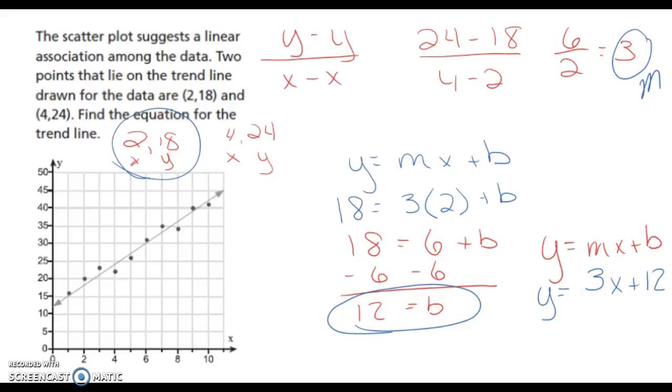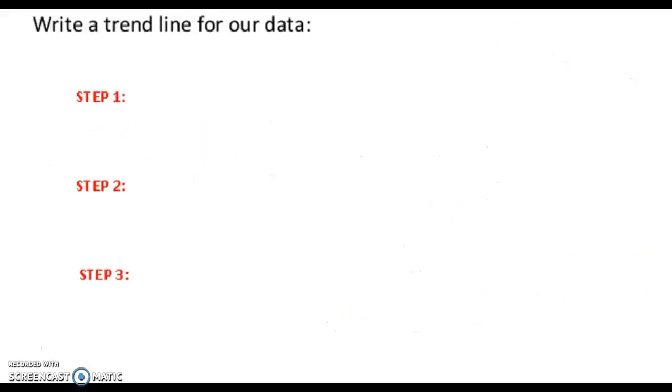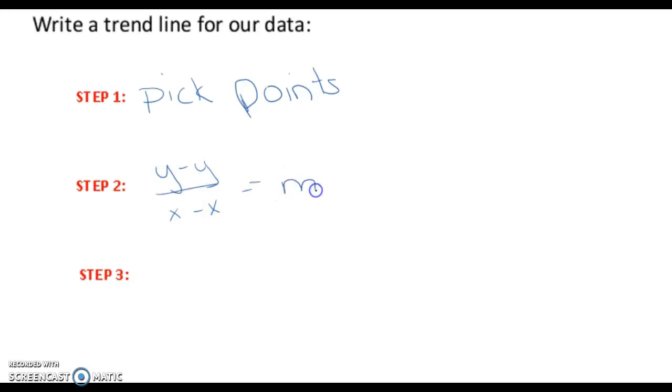Okay, so now I want you to go and look at our line in class with all of our data. You are going to do the things that you need to do. So step 1, you are going to pick your points. When you pick 2 points, you are going to have those 2 that you are going to be working on. Your step 2 is you're going to do y minus y over x minus x from your 2 points to find your m. Once you have found your m, step 3, you're going to fill in an x and a y from 1 point and the m to solve for b.